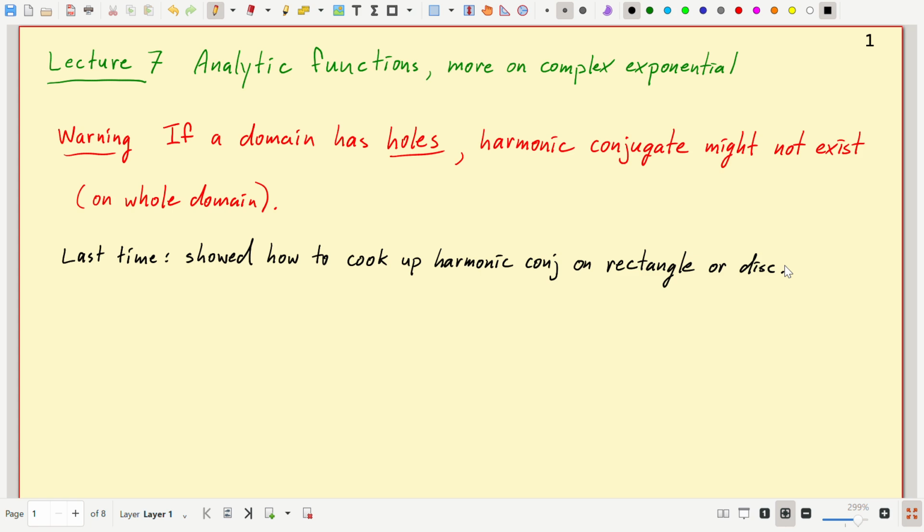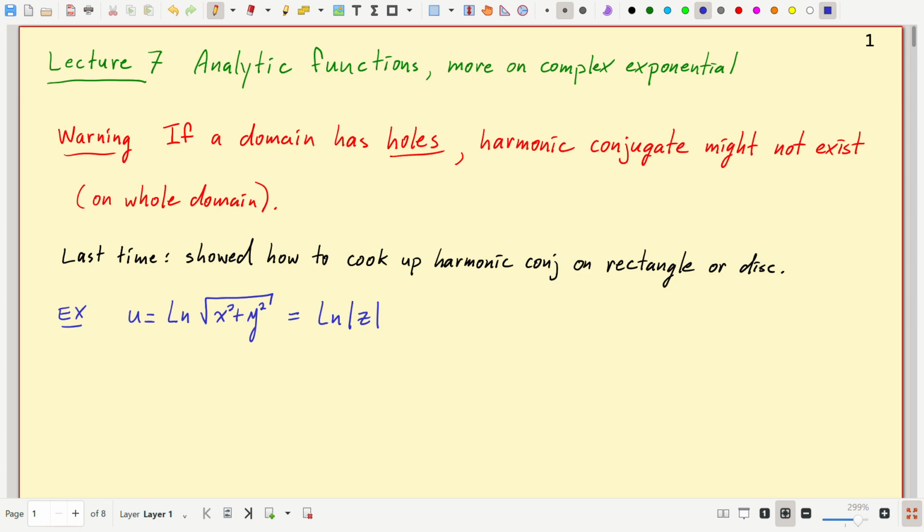I thought I ought to give you the classic example of a function where that exact problem comes up. Namely, u equals the natural log of the square root of x squared plus y squared. That's the natural log of the modulus of z. That turns out to be the real part of a complex log function. We'll see that soon in the next couple of lectures.